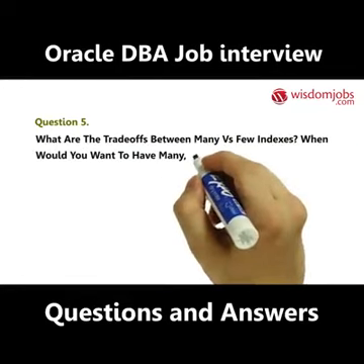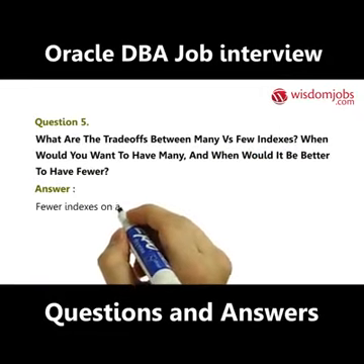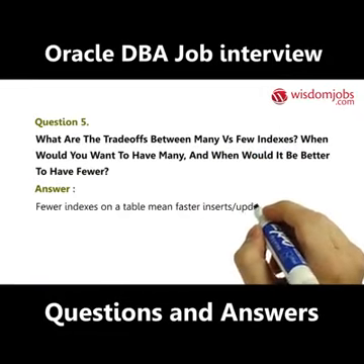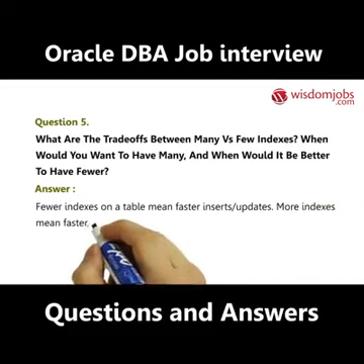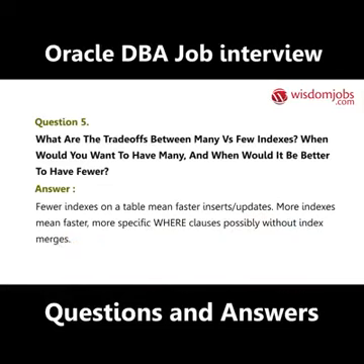Question 5. What are the trade-offs between many vs few indexes? When would you want to have many, and when would it be better to have fewer? Answer. Fewer indexes on a table mean faster inserts and updates. More indexes mean faster, more specific where clauses, possibly without index mergers.